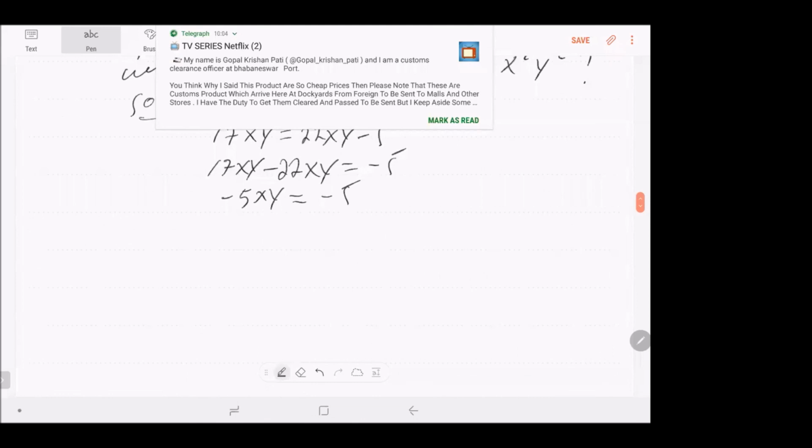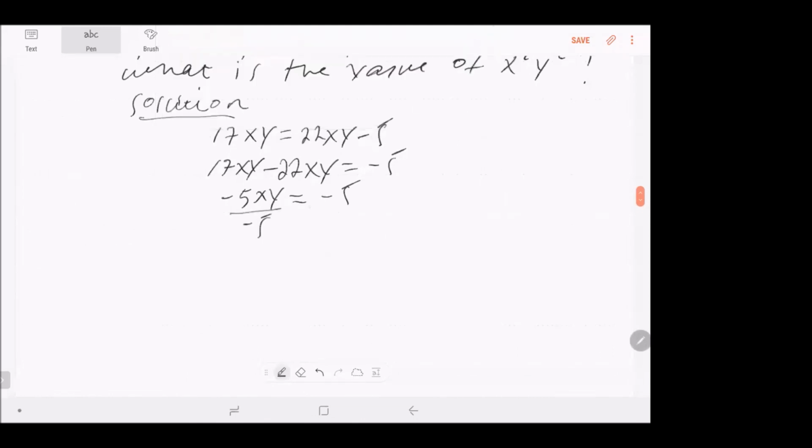When we divide both sides of the equation by minus 5, minus 5 over minus 5, the minus 5 cancels out. So what is left? x times y. Negative by negative, 5 by 5, is equal to 1. So x times y is equal to 1.